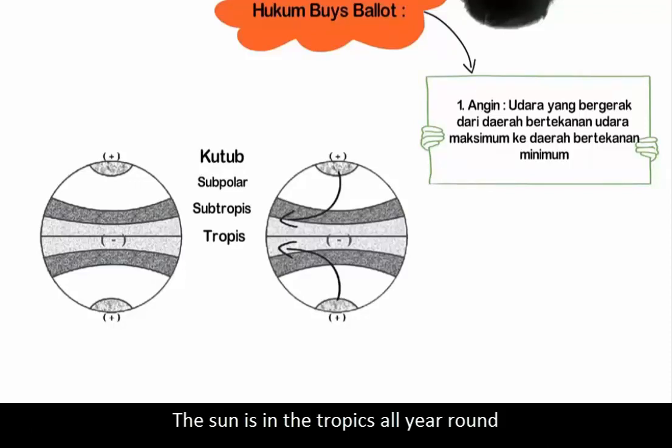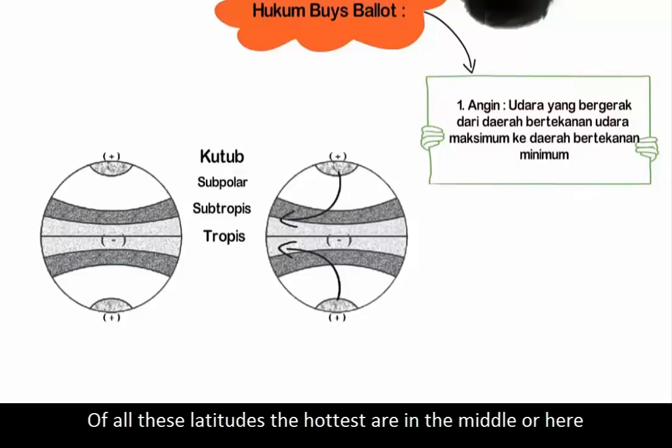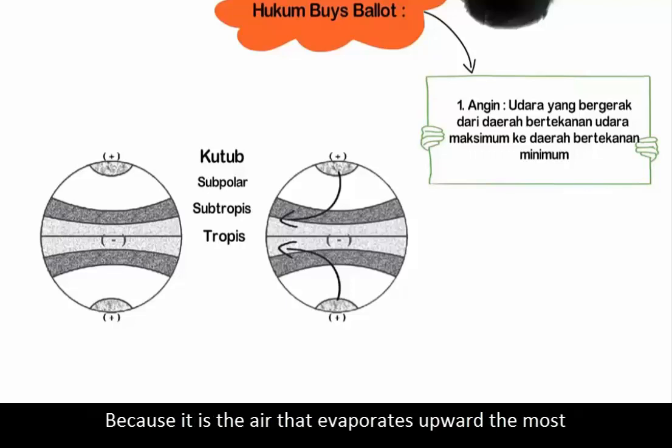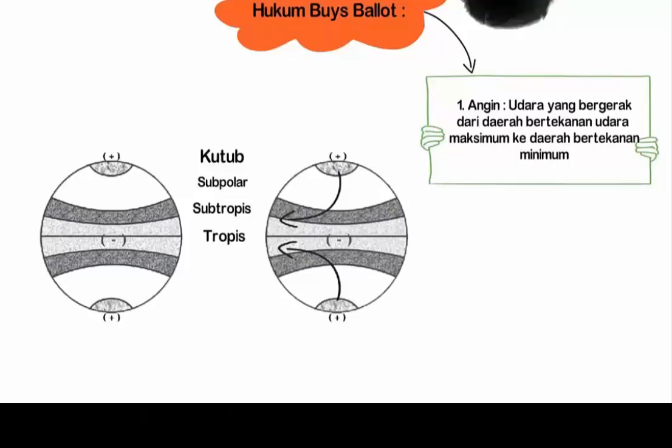The sun is in the tropics all year round. Of all these latitudes the hottest is in the middle, here, because it is where the air evaporates upward the most. As a result, the lowest air pressure. Then what about the poles? Here the reverse.